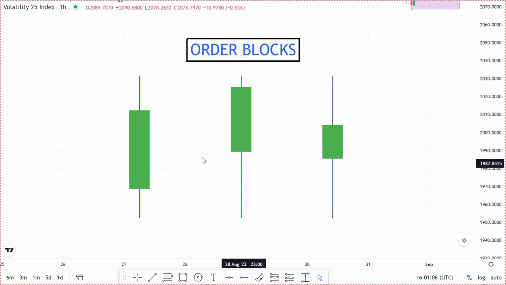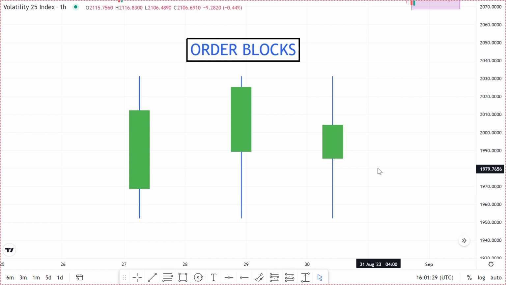An order block could be in this shape, could be in this shape, could also be in this shape. It doesn't matter how it looks. But what you're supposed to take note of is where it's residing. An order block has different shapes. It could be in this shape, or this shape, as I have described.